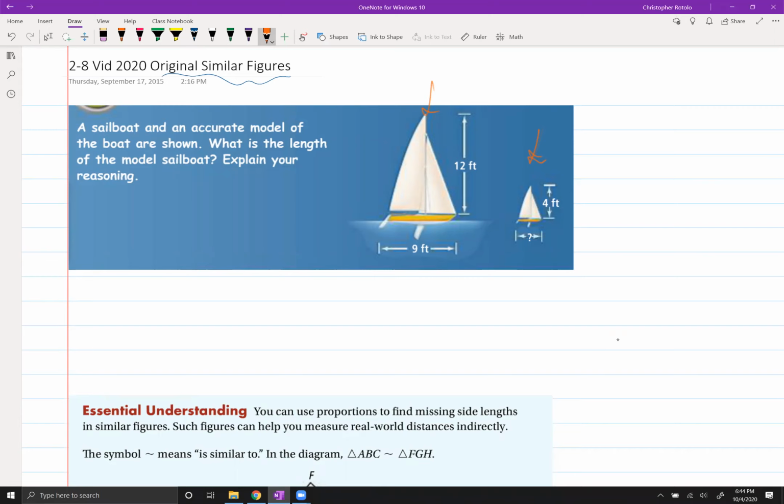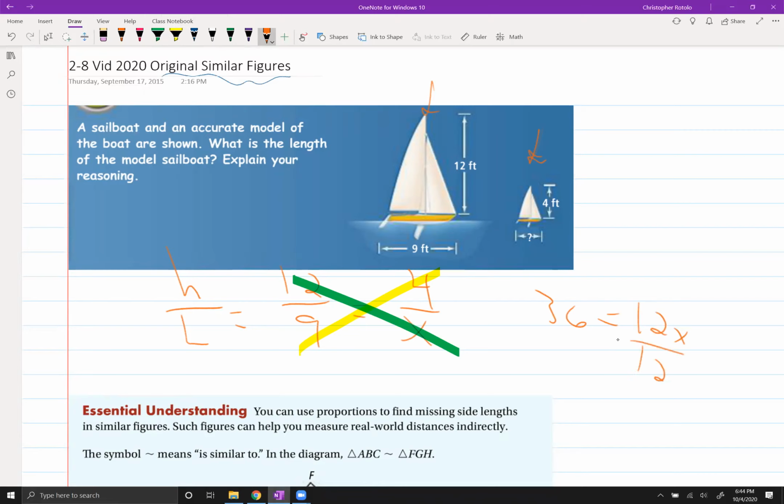So we have the height of it over the length of it. So the height was 12 and it's over 9. So that means if the height of the model is 4 feet, we're trying to find that unknown. So what we're going to do is we're going to cross multiply. So I got 36 equals, and then we're going to work the other way. Okay, so that's going to be 12x. Looks familiar, right? Now we're going to divide by 12. So x, the length of this small sailboat, needs to be 3 feet to kind of get those together.